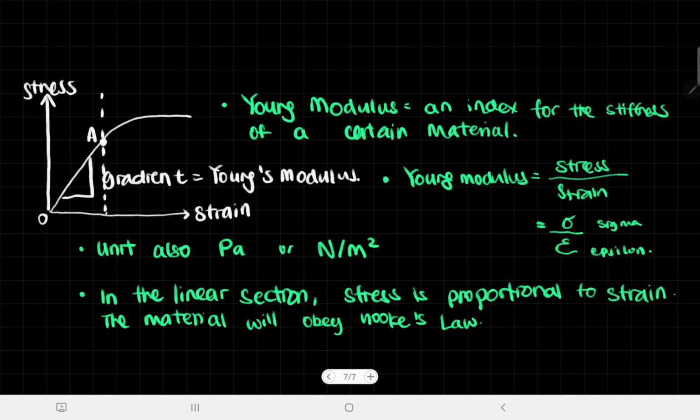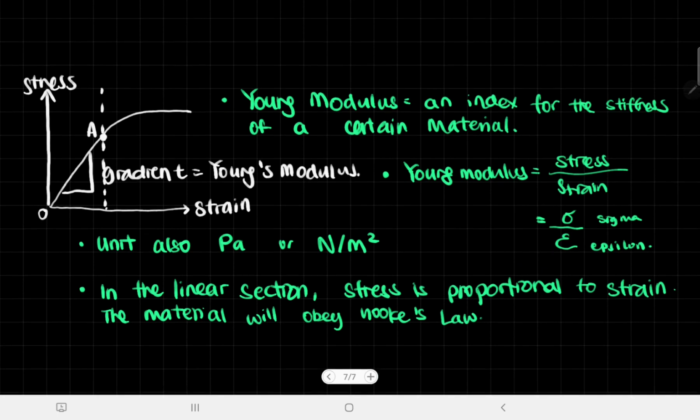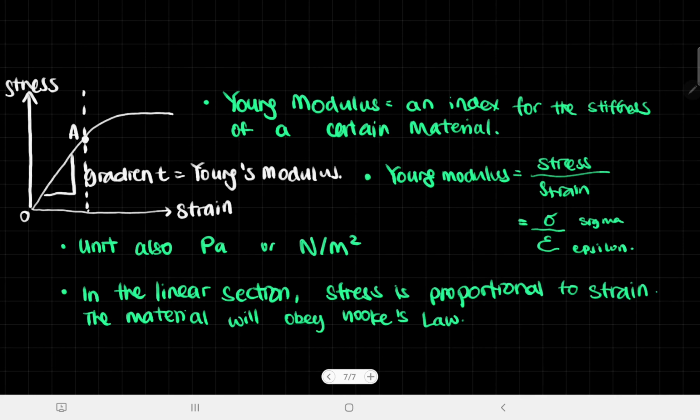and that is so for all scientific experiments and data recording, but we put it the other way around because the gradient will give us Young's modulus. Remember that Young's modulus is stress divided by strain, and it's extremely convenient to just take the gradient and say that that's Young's modulus, and that's why it has been plotted in this way. Another way to depict Young's modulus is by these symbols: sigma divided by epsilon, where sigma represents stress and epsilon represents strain.